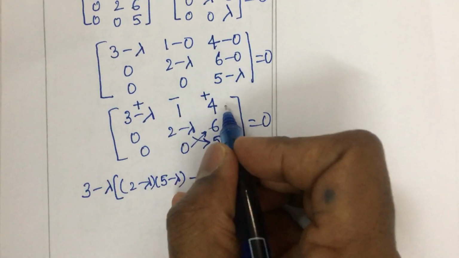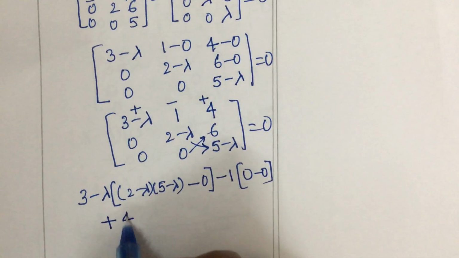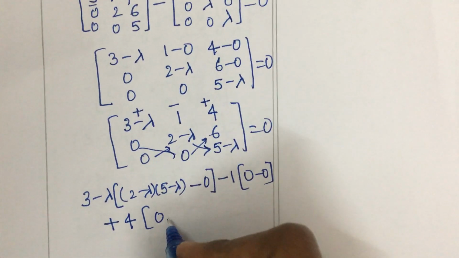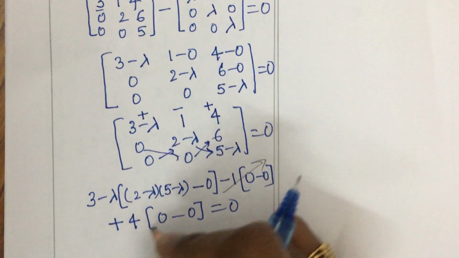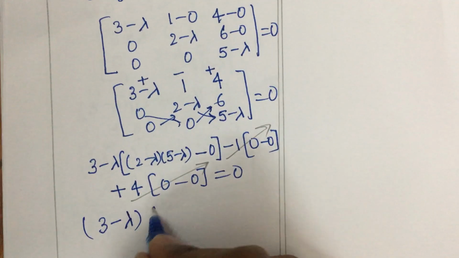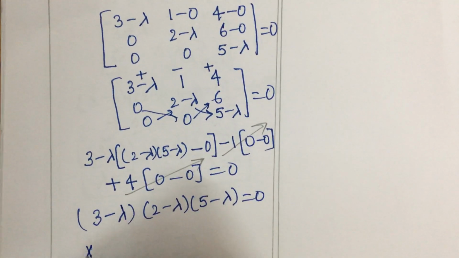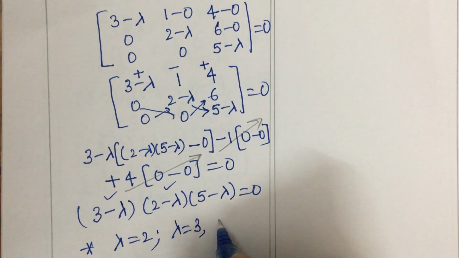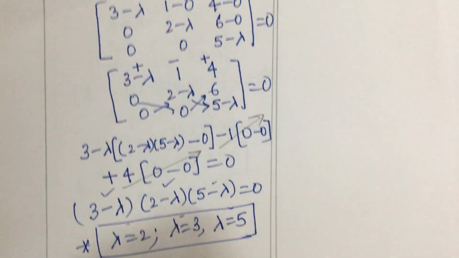Later the first row and the third column need to be eliminated, that is plus 4 into 0 times 0 is 0 and 0 times this is again 0. If you look here, dear students, this term and this term are 0. Finally I got the reduced equation, that is 2 minus lambda, 3 minus lambda and 5 minus lambda equals 0. From this I can write that lambda equals 2, lambda equals 3 and lambda equals 5 are the eigenvalues of the given matrix.